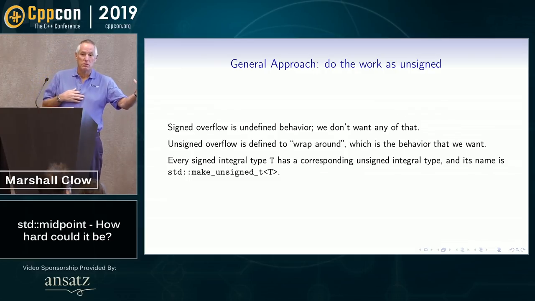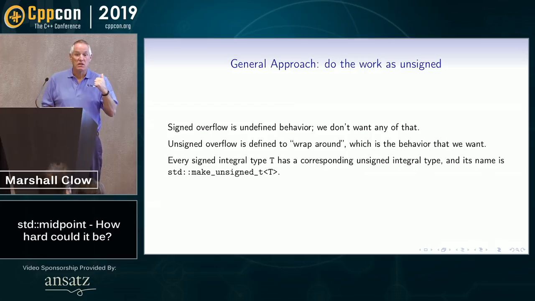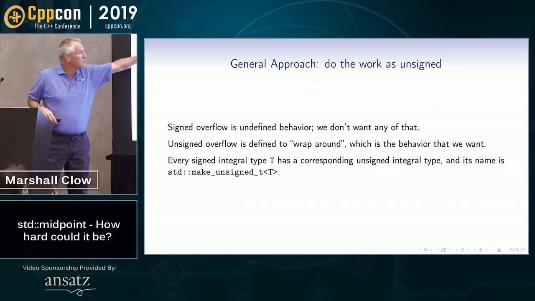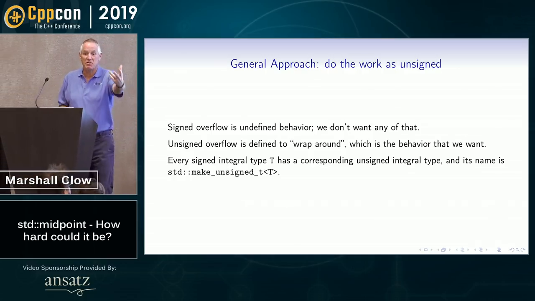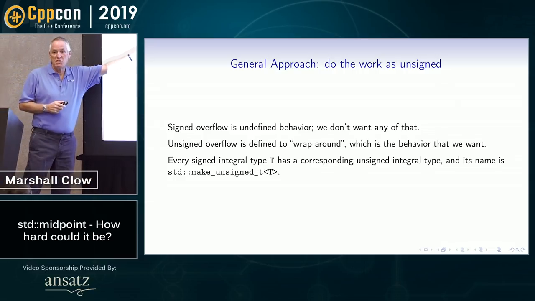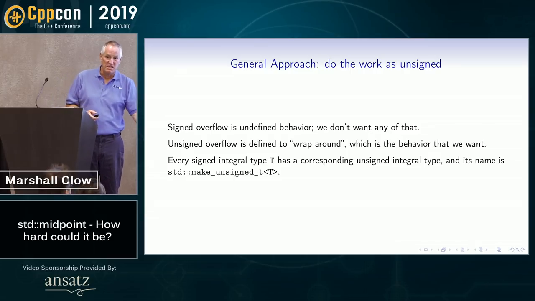And you can convert signed integers to unsigned integers without any loss of precision. And this is a great thing. Every signed integer type has a corresponding unsigned integer type. That was the last thing. But this bit here, this is its name. There's a type trait that says make_unsigned. Given an integer type, give me the unsigned integer type. And if you're already an unsigned integer type, this is the same as T. But if you're a signed type, if you say int, it will say unsigned int.